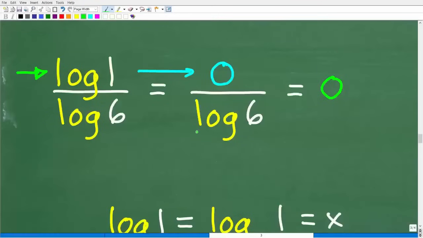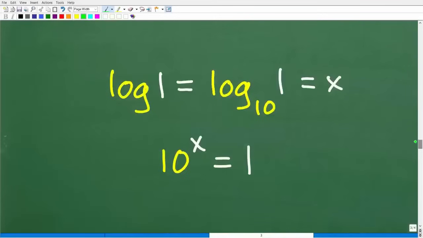So 0 divided by log of 6, it doesn't make a difference what log of 6 is, what decimal. 0 divided by anything is 0. So that's going to really help us out. But let's just take a quick look at why log 1 is equal to 0.